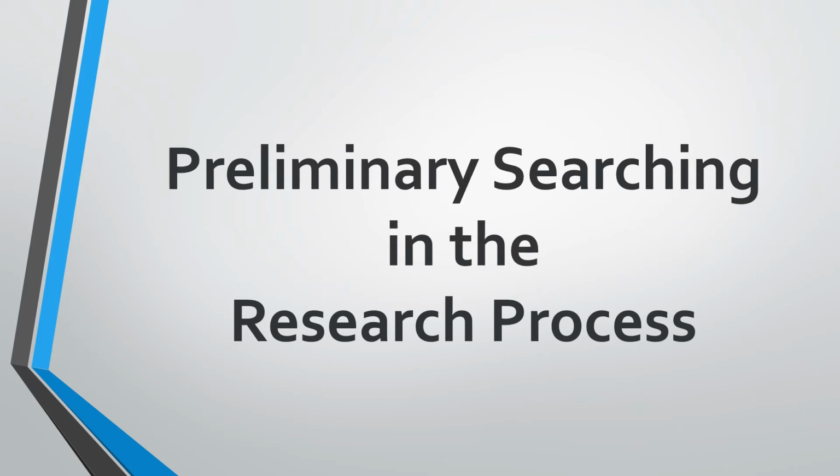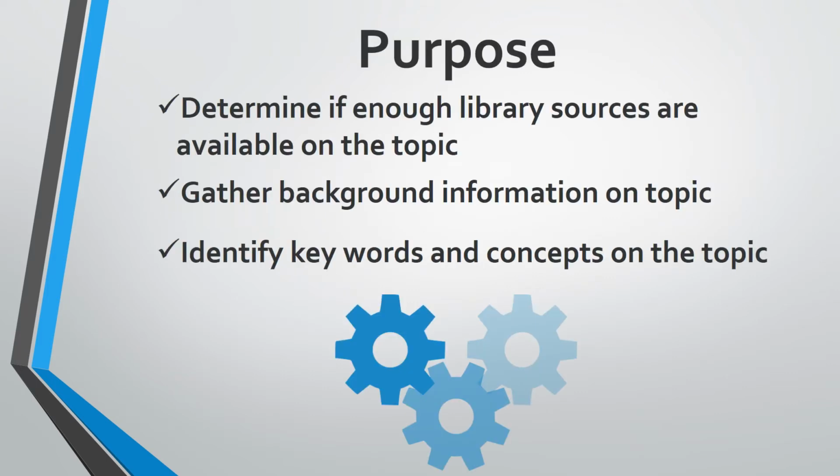Preliminary searching in the research process. When you have decided on a topic, the next step is to check library resources and make sure there's just the right amount of information on your topic. This process will also include learning a bit more about your subject.